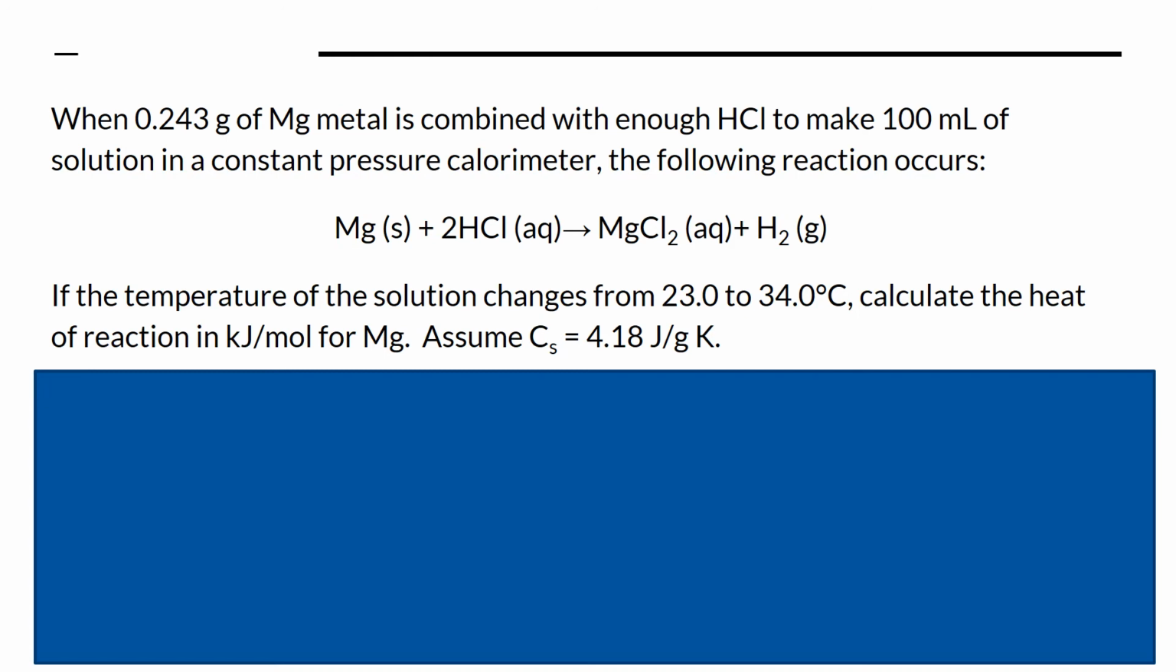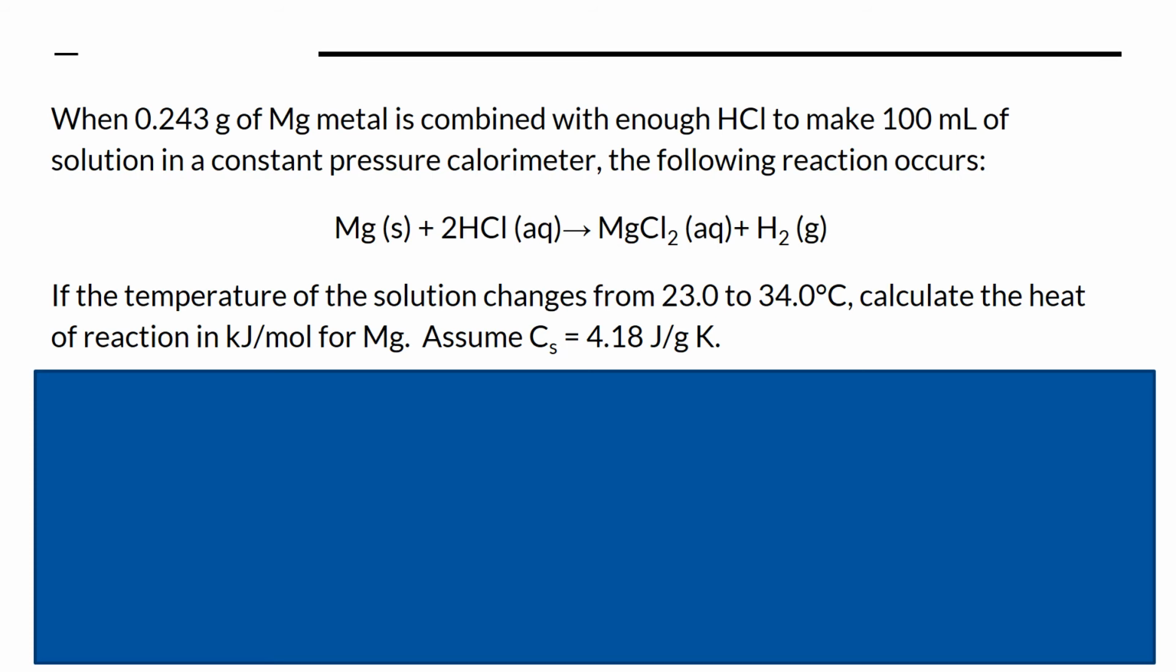Next practice. So we have 0.243 grams of magnesium metal combined with enough HCl to make 100 mLs of solution in a constant pressure calorimeter, and it gives us the reaction. If the temperature of the solution changes from 23 to 34, calculate the heat of reaction in kilojoules per mole for magnesium. Assume specific heat is 4.18. We're also going to assume that the volume of the HCl is, again, 1 gram per milliliter.